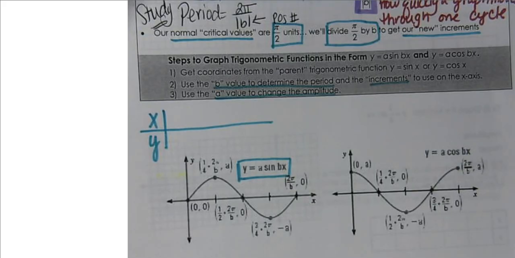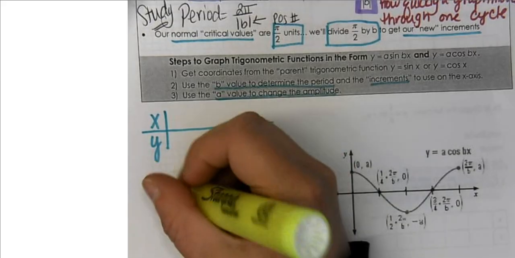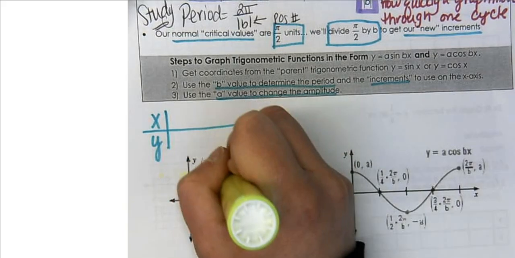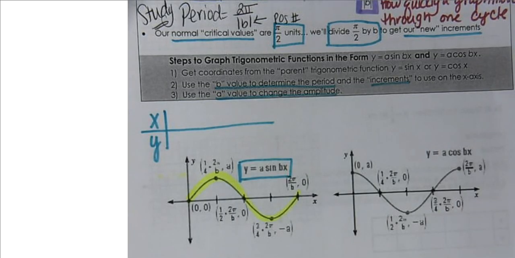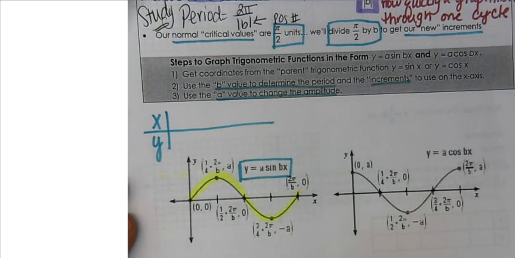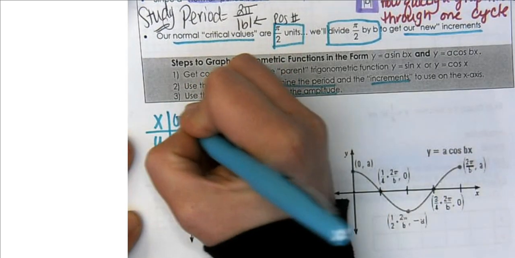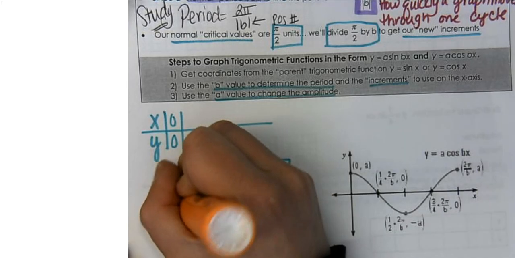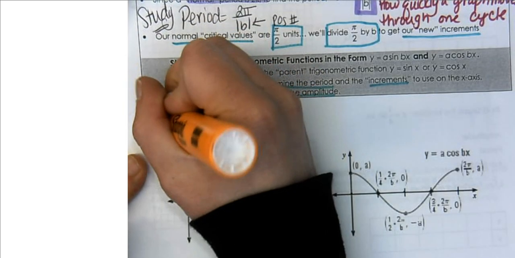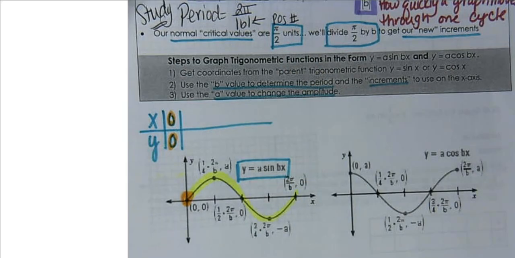And this is going to represent the table of values that represent y is equal to a times the sine of bx. Now, this is one cycle of sine, and notice that it starts at 0, 0, and then it lands at 2 pi over b, 0. That is one full cycle. And I want you to note that sine always starts at 0, 0.